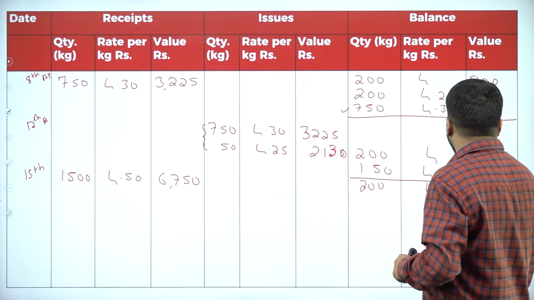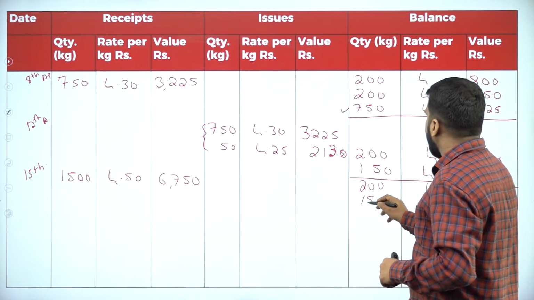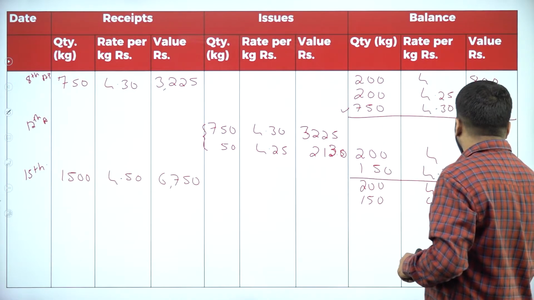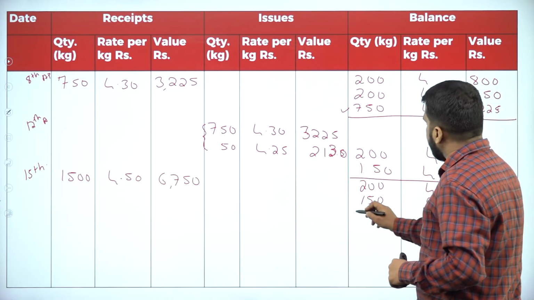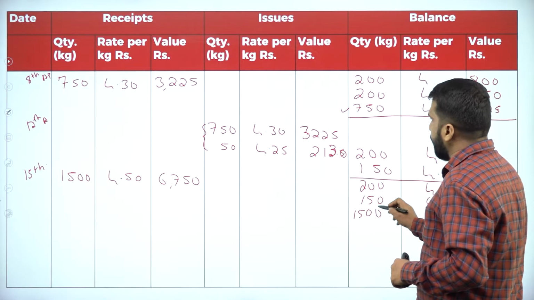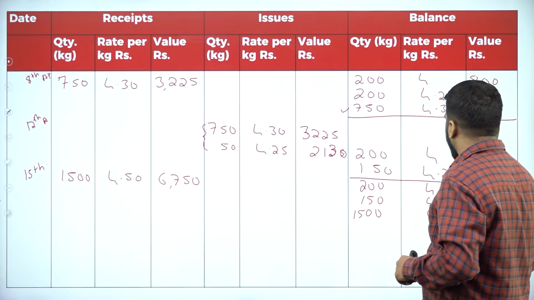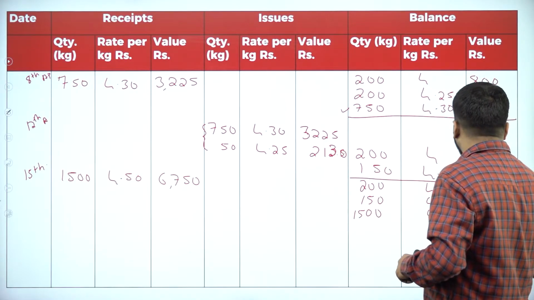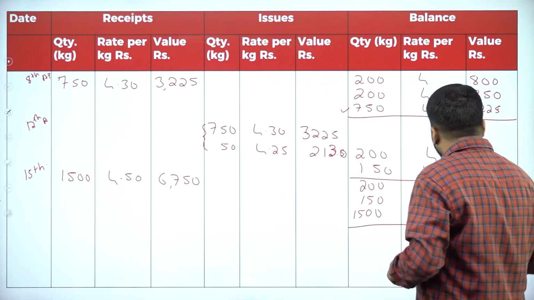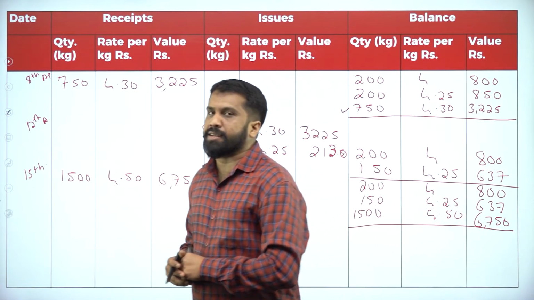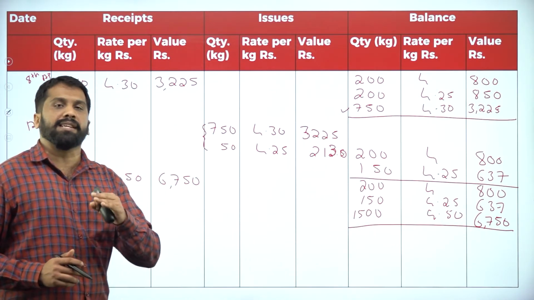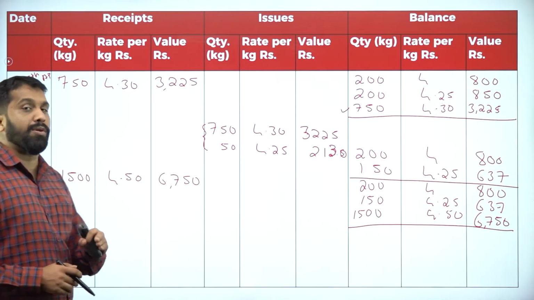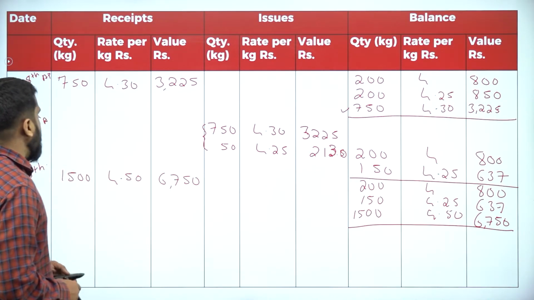200 into 4, it is 800. 150 multiplied with 4.25, it is 637. The new balance, 1,500 into 4.50, your answer, 6,750. With a calculator, it is easy to calculate. So you just have to see whether it is an issue or a purchase. Now, this is done. We'll go for the next. 15th April is done.